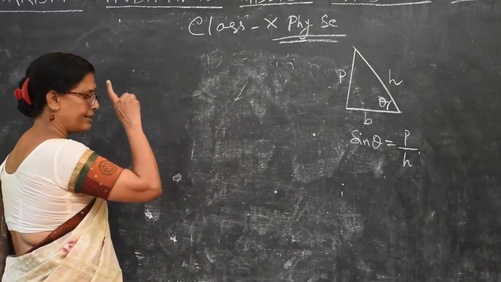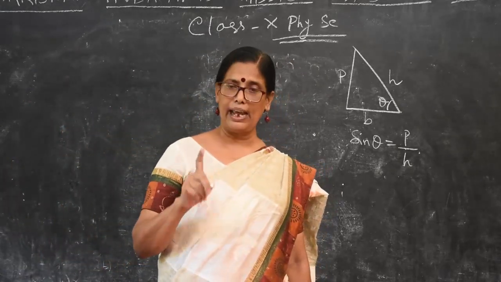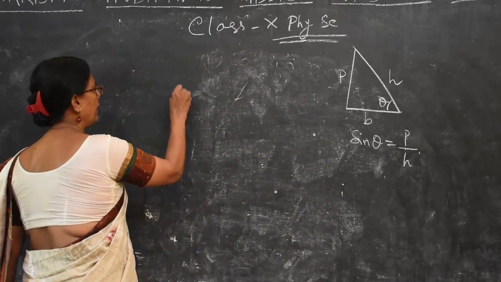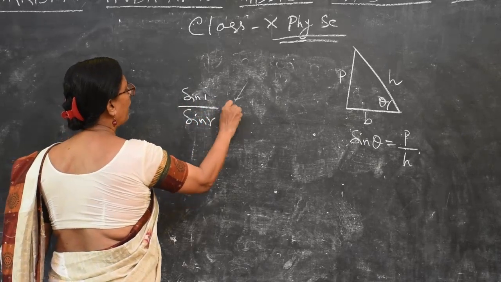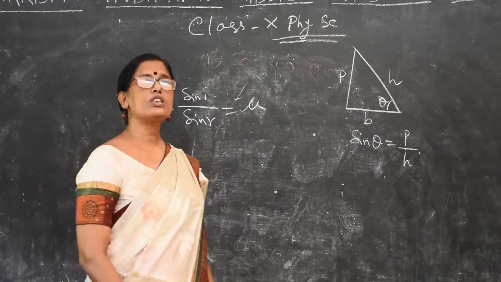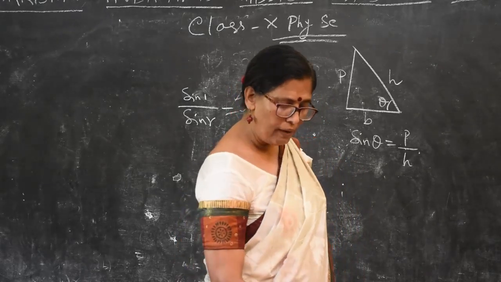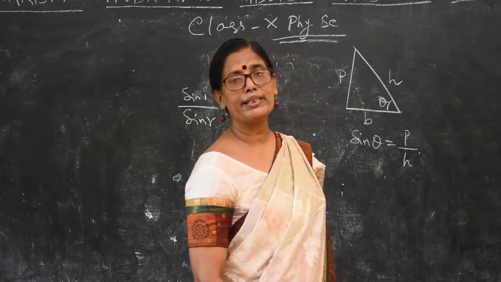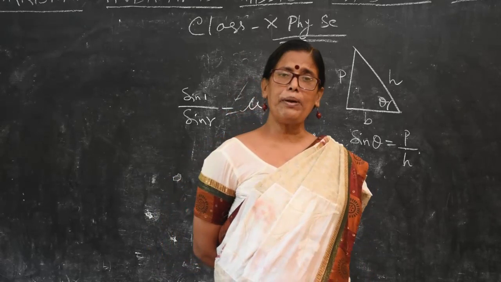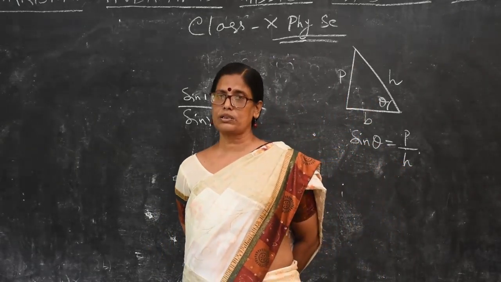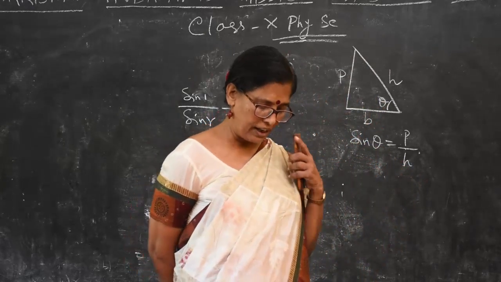The second law is called Snell's law. It is this one: sin I by sin R is always a constant. This constant is called mu. Later it is described as the refractive index. So what is refractive index? Refractive index is the ratio of the sine of the angle of incidence and the sine of the angle of refraction.